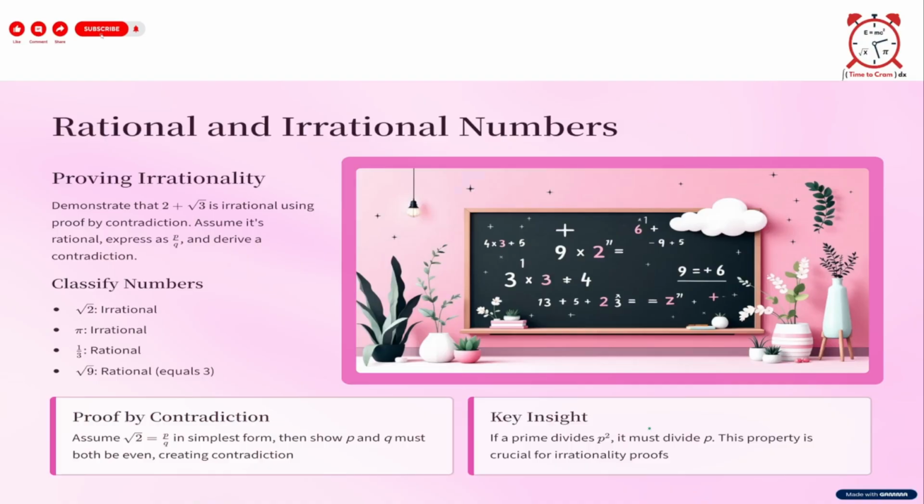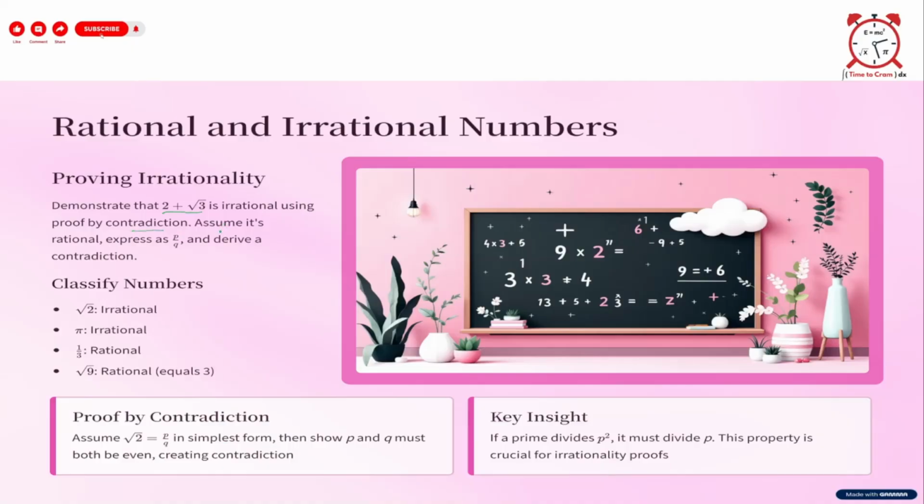Okay. Now next, rational and irrational numbers. Very important, as you witnessed in preparatory 1, preparatory 2 and preparatory 3, this type of question is frequently asked. 2 plus root 3 is an irrational number, that we have to prove. So how will we prove it? Proof by contradiction.